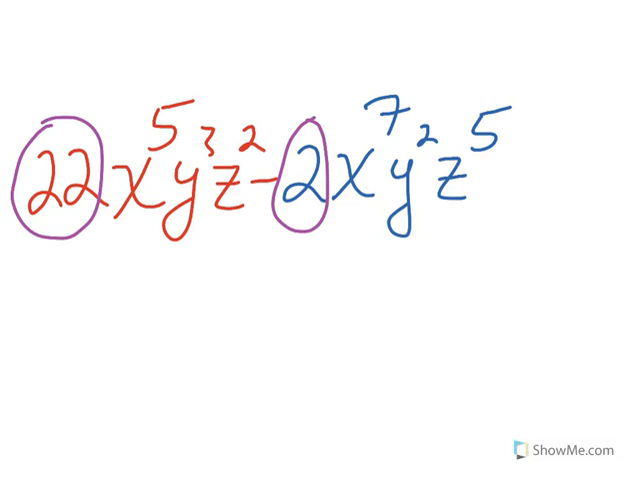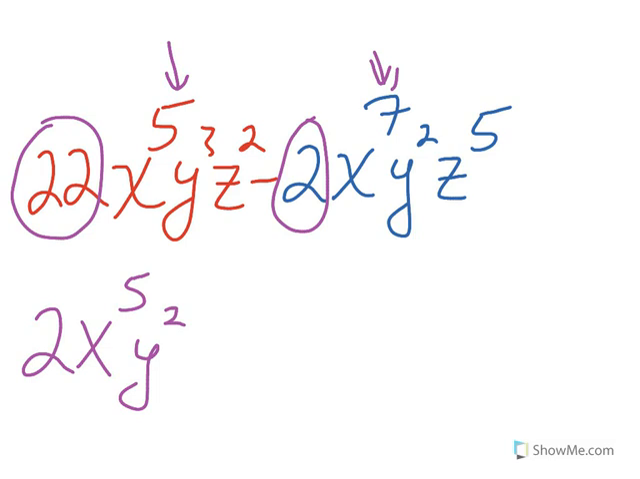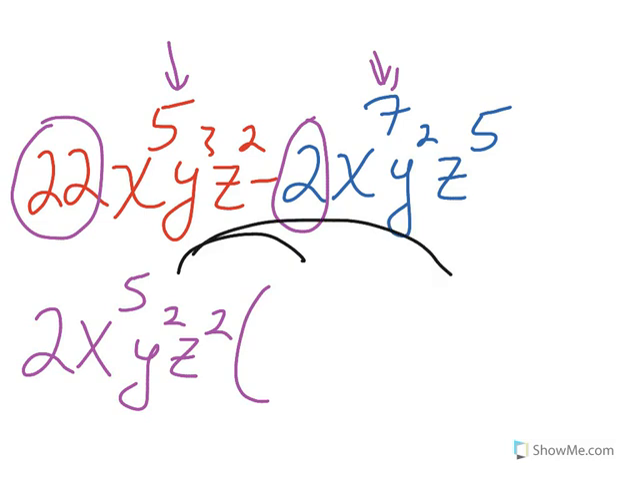So in this case, 2 is the biggest number that goes into both, and so I'll pull out a 2. And now I'll sit here and say, how many x's do I have? Well, the biggest number that goes into both is 5. Yes, this one has 7, but we're saying, what do they both have? Y squared, z squared. So now I'm saying, what do I have left? If I multiply this back to my other terms, I better get this exact same answer.